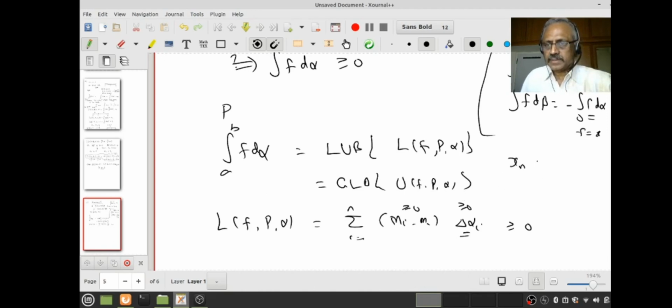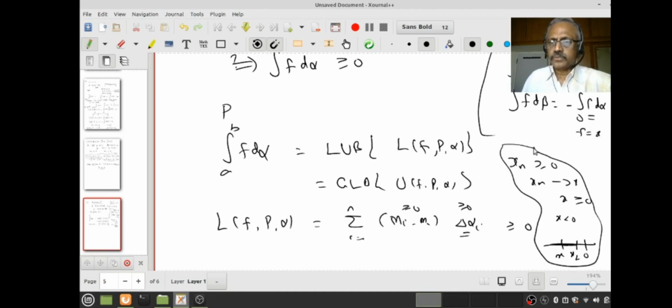Suppose x_n is non-negative, and x_n converges to x. We want to say x is greater than or equal to 0. You understand? The way to prove that is, if x is negative, then you arrive at a contradiction. Take x by 2, then after a certain stage all my x_n will lie here, they are all negative. That's a contradiction. It's nice to go through the proof. So you can mimic that proof to show that U(f, P, alpha) is also greater than or equal to 0, and its GLB also has to be greater than or equal to 0. You can prove that, but I will not suggest it.